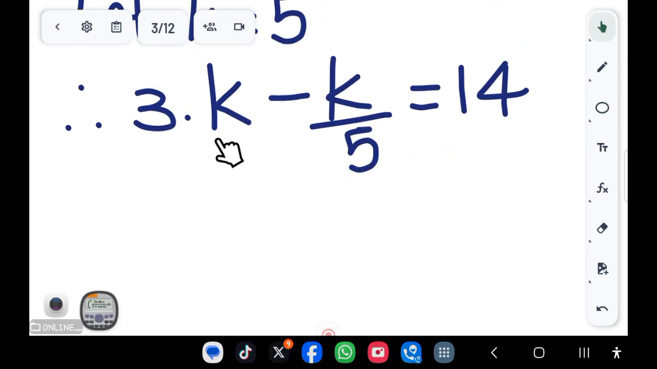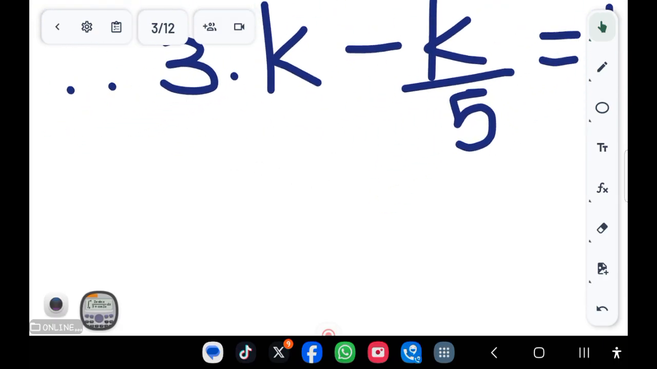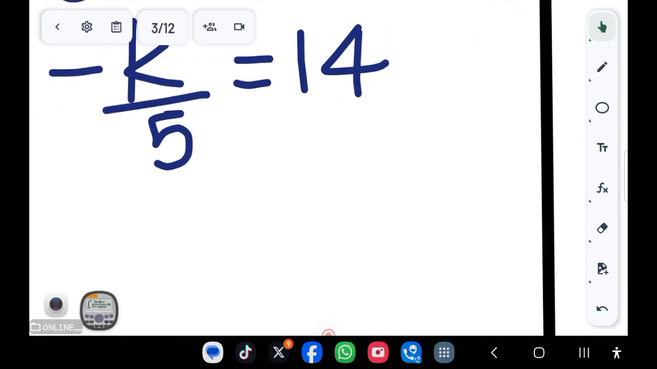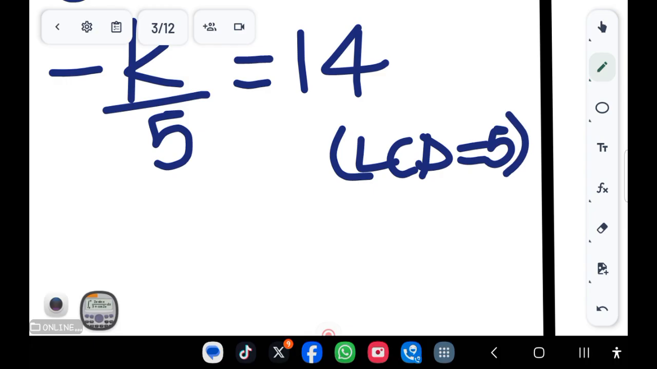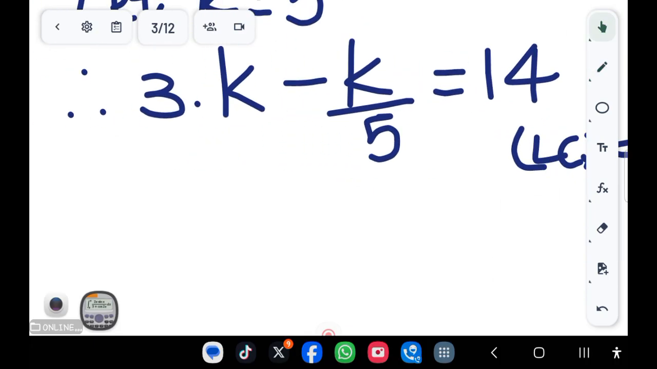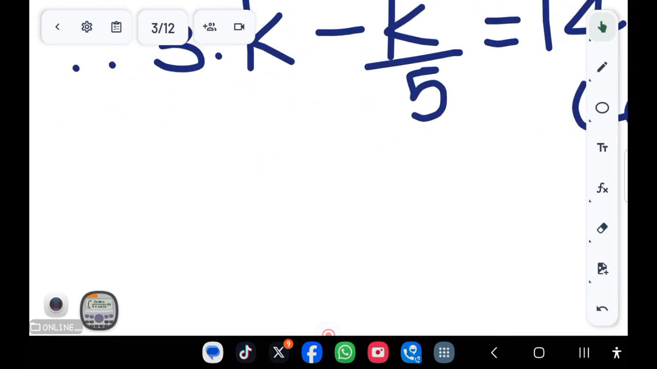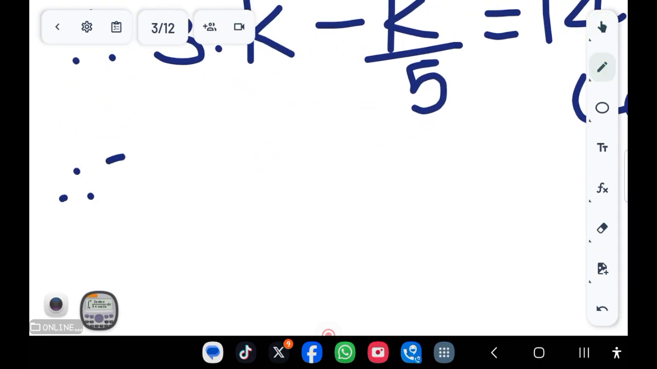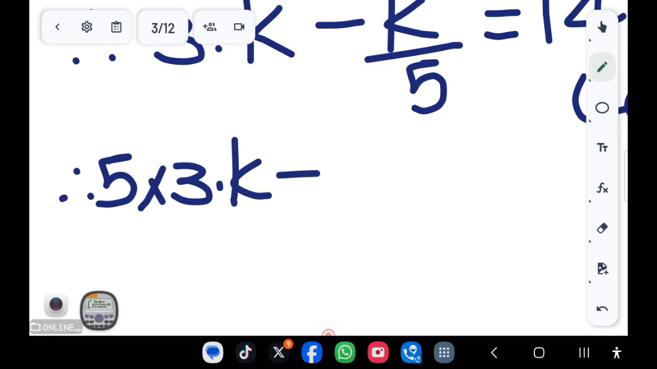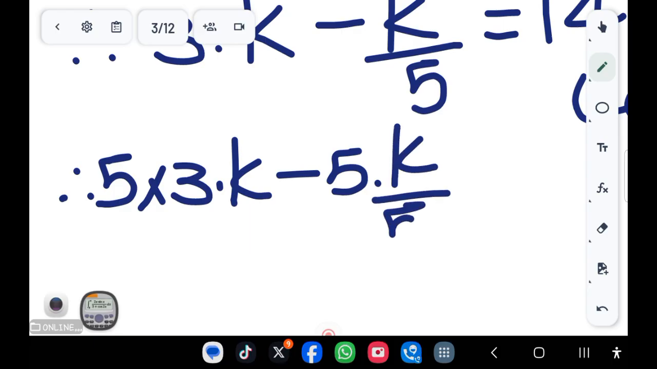So now you have this fractional equation. Now you've got an LCD of 5, the lowest common denominator. Now what you do is you multiply throughout by that common denominator. So that will be 5 times 3 times k minus 5 times k over 5 equals 14 times 5.